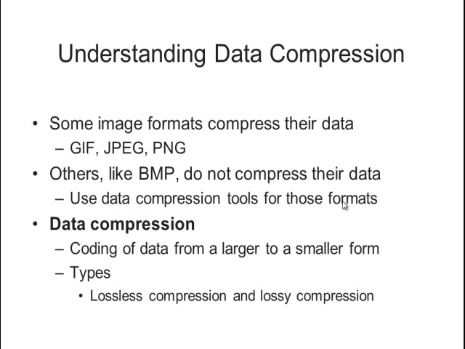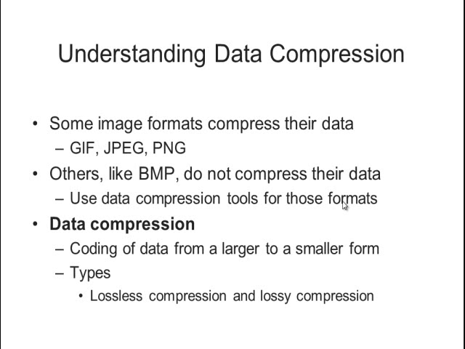Data compression. Some image formats compress their data, including GIF, JPEG, and PNG. Others, like bitmaps, do not compress their data. You can use data compression tools for these formats. Now, in compressing the data, it takes less space to save the compressed data on a drive. That's the advantage. The disadvantage is quality of the picture, and that's from a photographic standpoint.